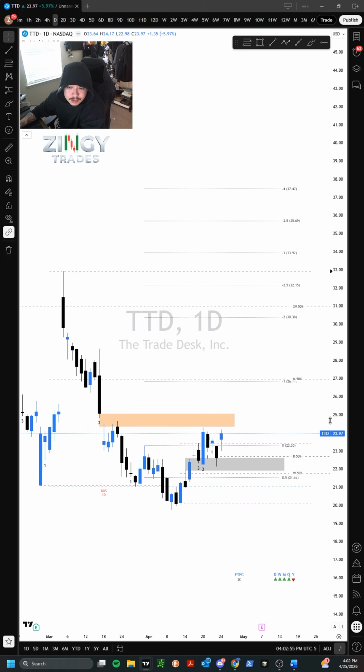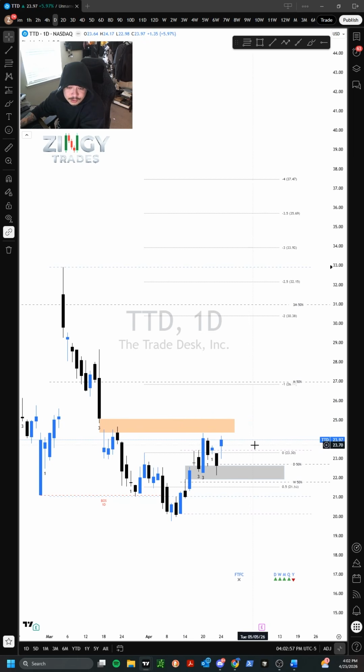I am using standard deviations as targets for this one based off this manipulation leg from this high to this low, and you'll see that the -1 also puts us into previous month EQ, and the -2 to -2.5 over here put us into previous quarter EQ. So something to watch for on TTD is how we're building over this gap to potentially trade higher.